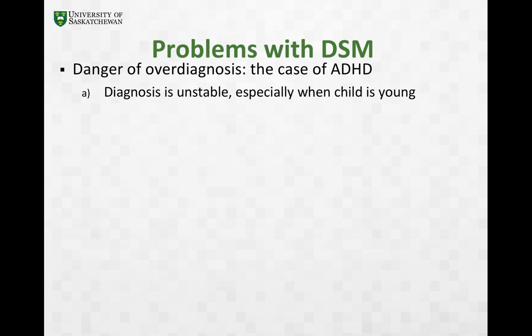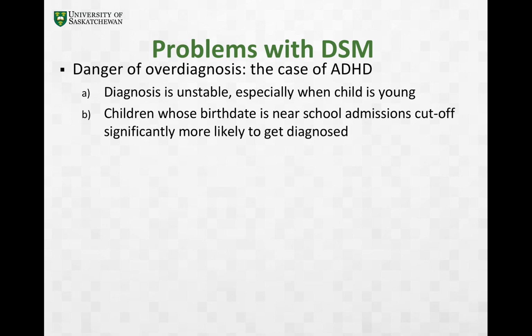Now, one of the other problems to consider is that the DSM was written for adults. So most of the diagnoses that are being applied to kids have basically just been scaled down from the adult criteria, scaled down towards children. Well, that's not always a very helpful thing. Now, here's another little fact that I want you to consider. Children whose birth date is near the school admissions cutoff are significantly more likely to get diagnosed with ADHD than children whose birth dates are further away.